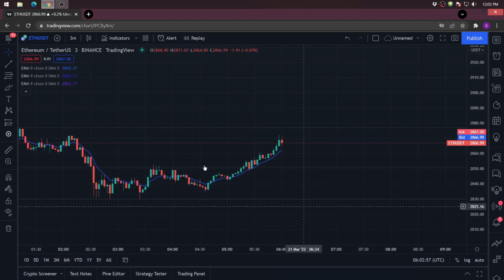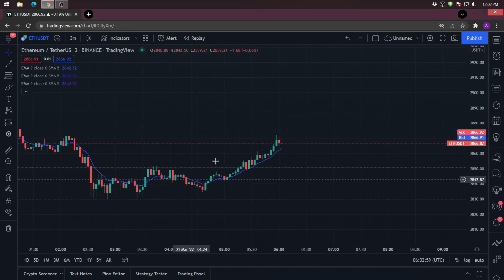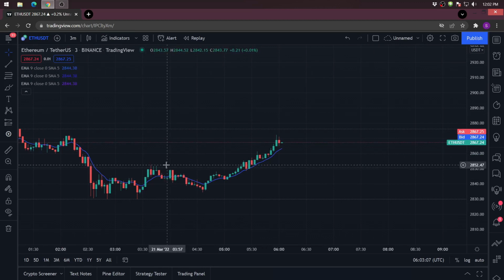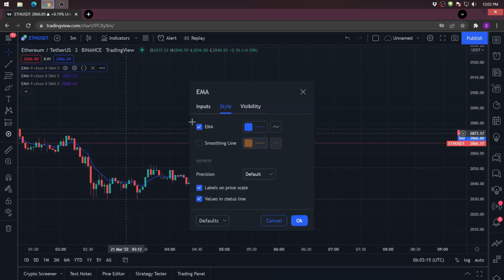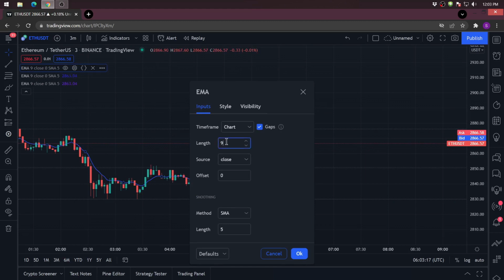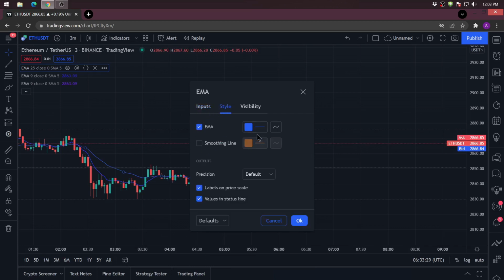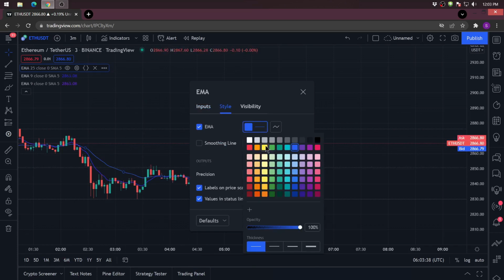So this is my TradingView account. Now I have to change 3 different lengths. I need 25 length, 50 length and 100 length. So first go with the first one, open settings, and from here in inputs simply change the length from 9 to 25, and also change the style. I want to change the color to see the difference, so I go to EMA and change the color to yellow, and also change the thickness.